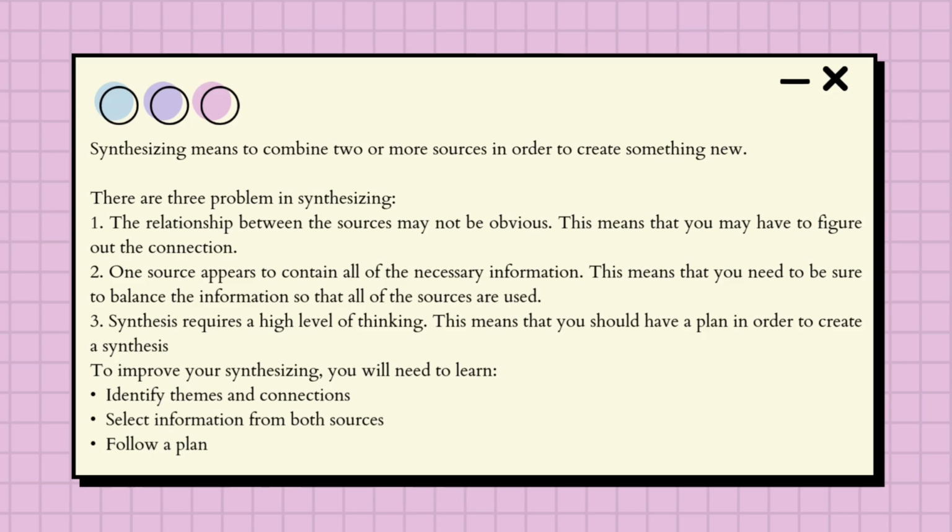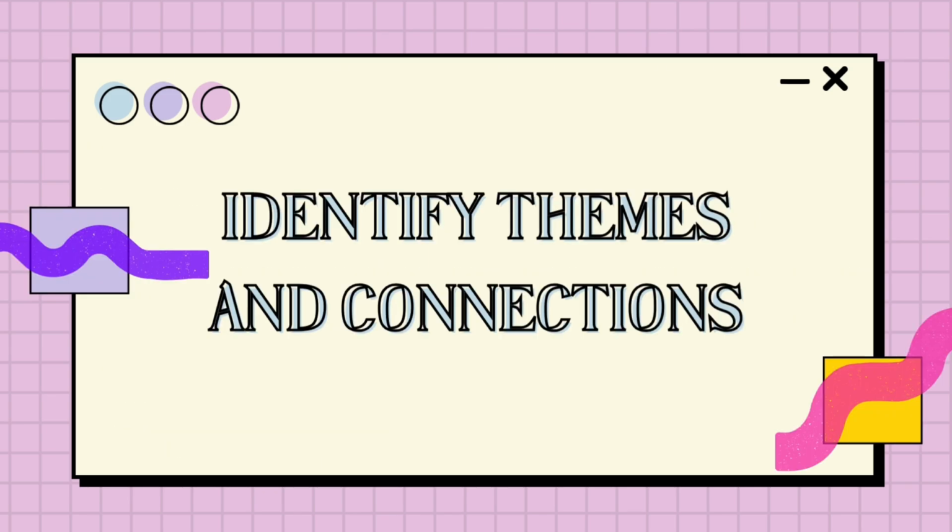To improve your synthesizing, you will need to learn: 1. Identify the themes and connections. 2. Select information from both sources. And last, identify themes and connections.